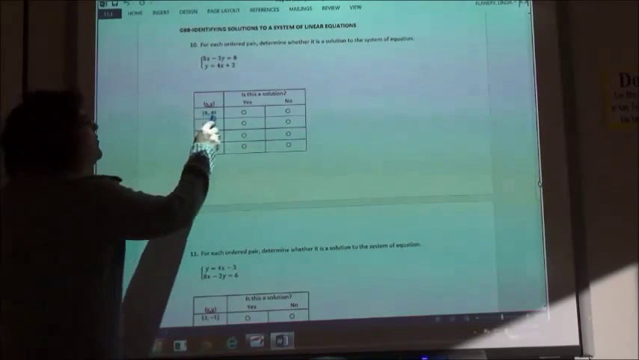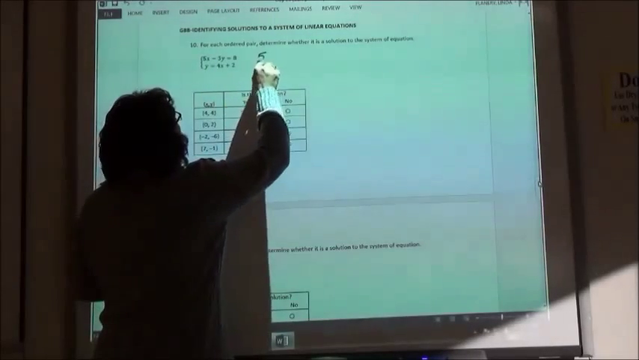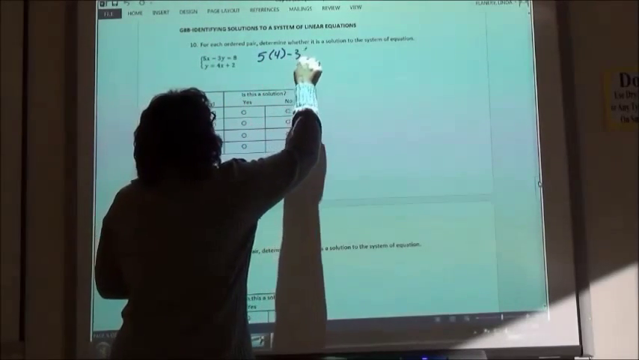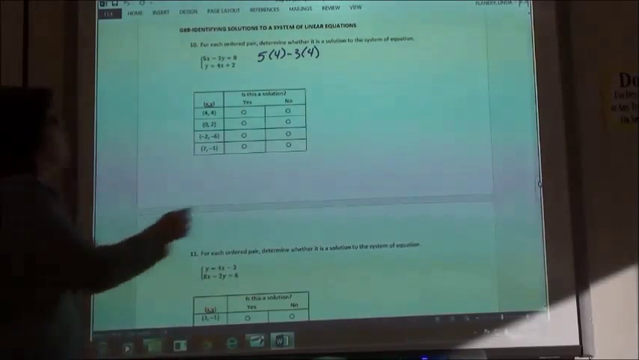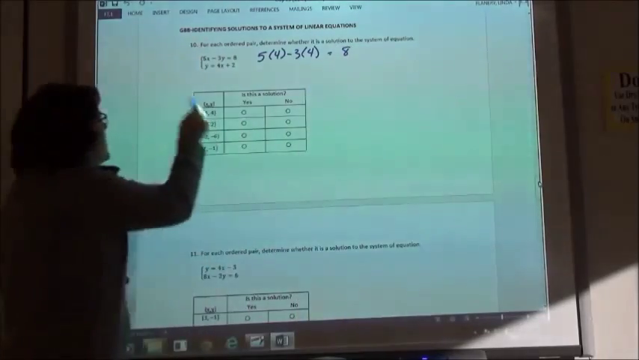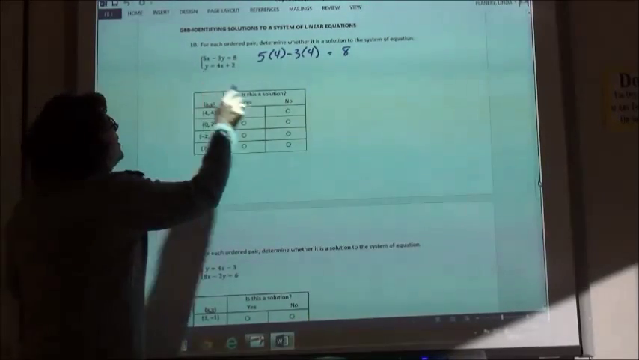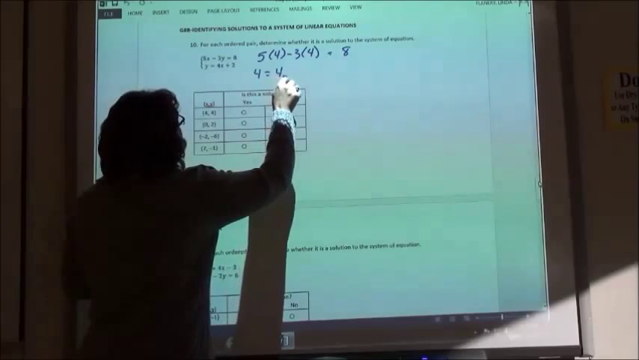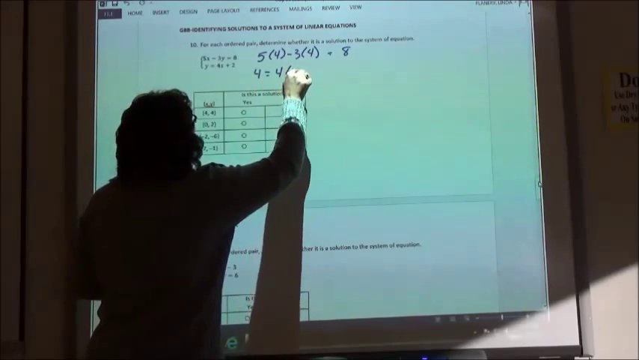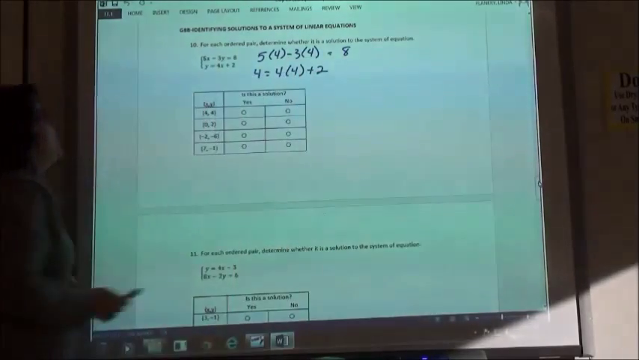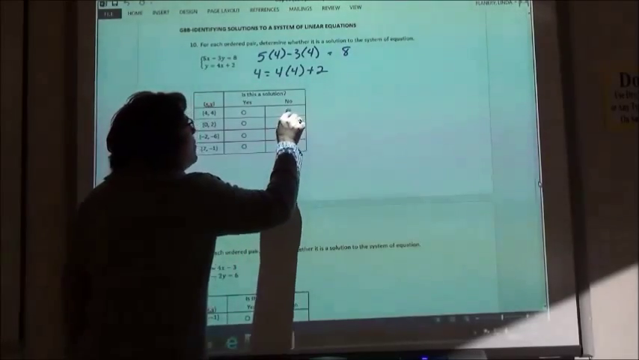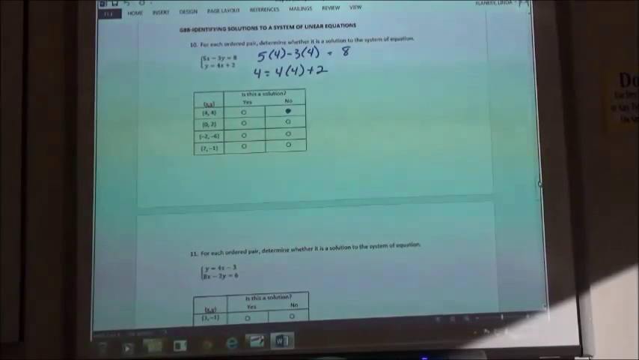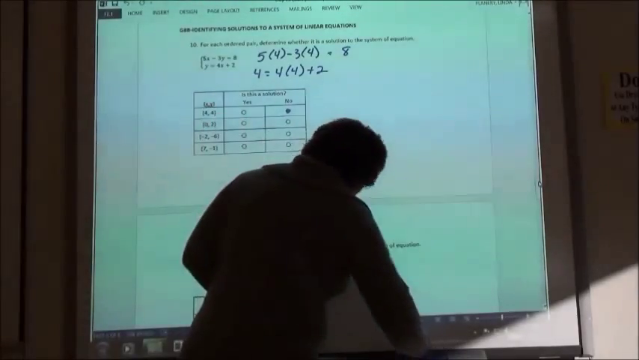So I'm going to start with 4, 4, and check it. 5 times 4 minus 3 times 4, does that equal 8? Well, 20 minus 12, sure enough, gives me 8. So then I'm going to check it in the bottom one. Y is 4, and x is also going to be 4. So does 4 equal 4 times 4 plus 2? Well, 16 plus 2 is not going to be 4, so my first answer is going to be no. It worked in the first one, but didn't work in the second one.